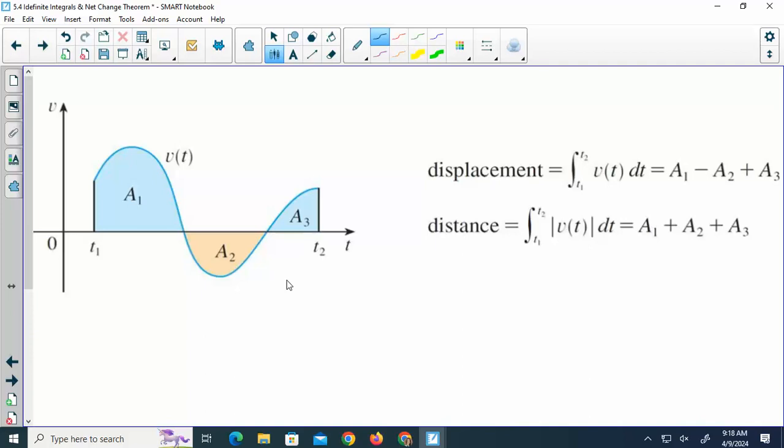But if I ask for displacement, that's how far is it from the starting point. So we go all the way here, and then we come back. We're getting closer, so we would subtract those off. So that's the difference between distance and displacement. Displacement, we're just integrating because it's how far it is from where it started. If I want the total distance traveled, though, we have to think in terms of absolute values, because even if you're going backwards, you're still traveling that distance.